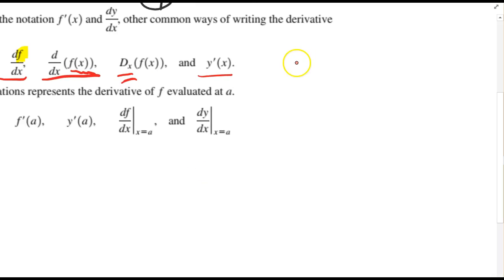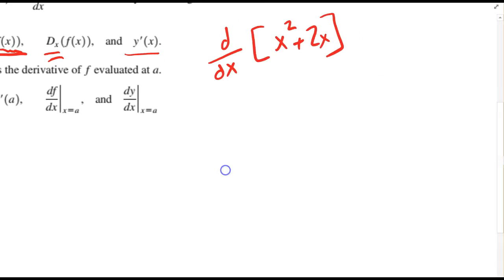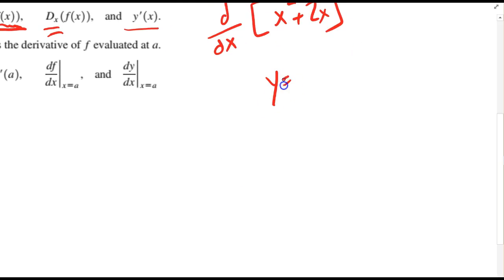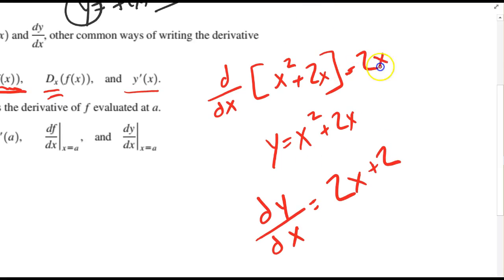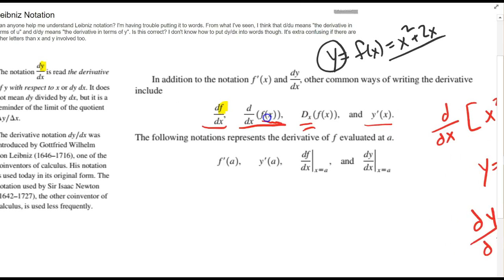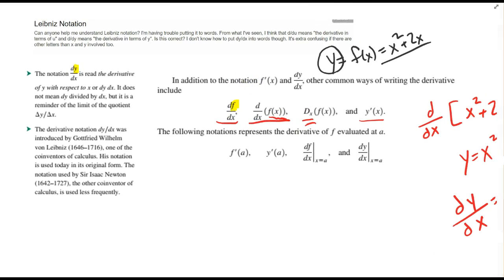So if I'm saying something like the derivative with respect to x of some function, x squared plus 2x, I could write it like that, or I could name this function y, x squared plus 2x, and I could say the derivative of y with respect to x. In this case it would be 2x plus 2. So I think it's great questioning what's going on here. So the dy over dx, in words, is the derivative of the function y with respect to x.